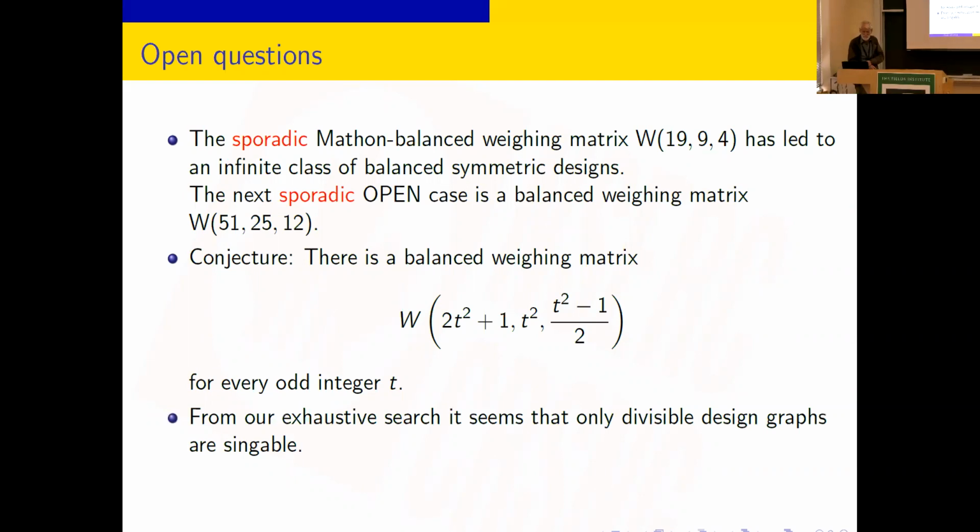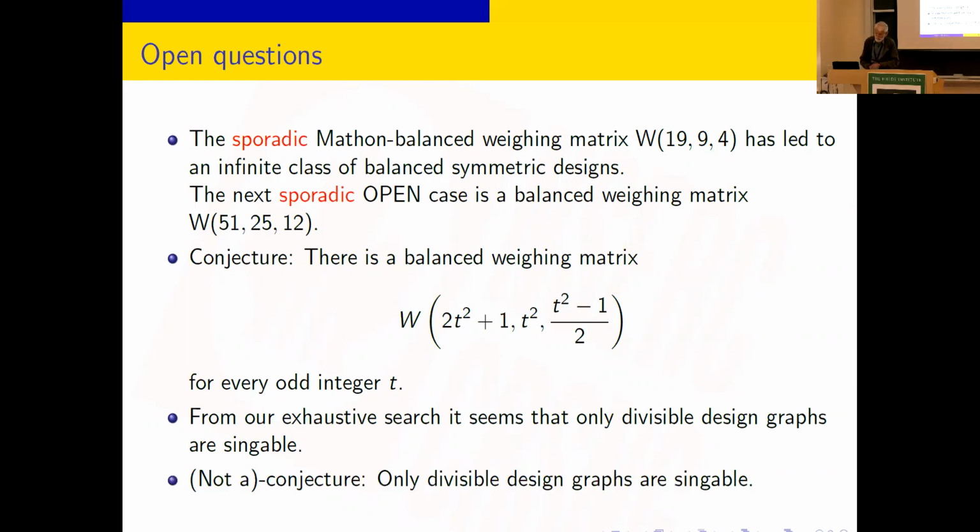Yeah. From our exhaustive search, it seems that only divisible design graphs are signable. Indeed, it seems that all of the graphs that we have signed, the absolute value can be made into a design. It can be made into a symmetric design. So I call it not a conjecture: only divisible design graphs are signable. So not a conjecture, and that is it.